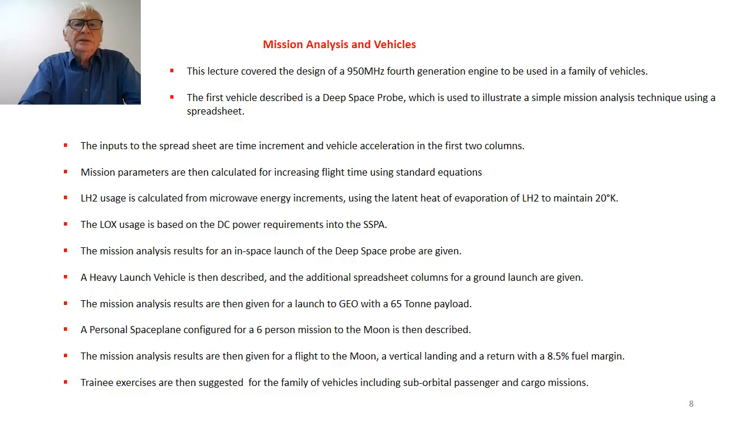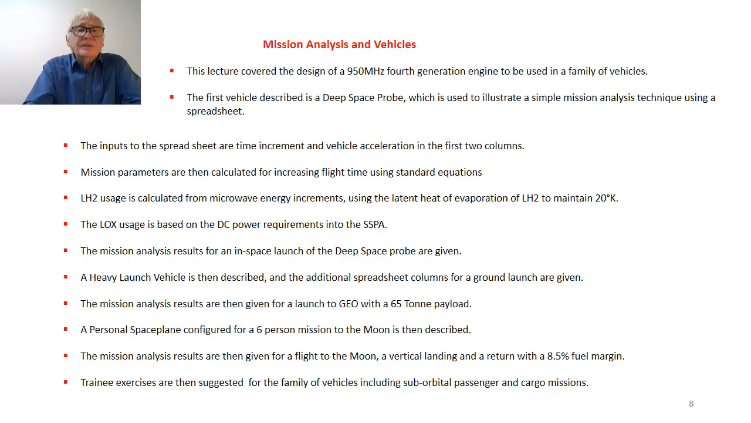So this lecture covered the mission analysis method, basically for vehicles using a 950 megahertz fourth generation engine. And there's a whole family of these vehicles. The first vehicle we used to describe the analysis technique is the deep space probe. And the analysis technique uses essentially the good old Excel spreadsheet again.